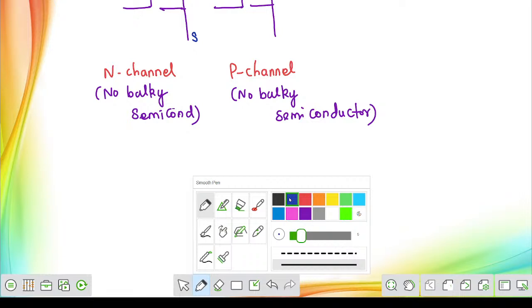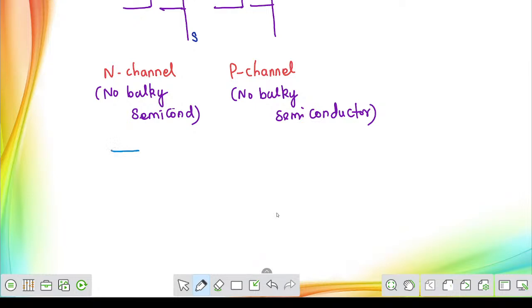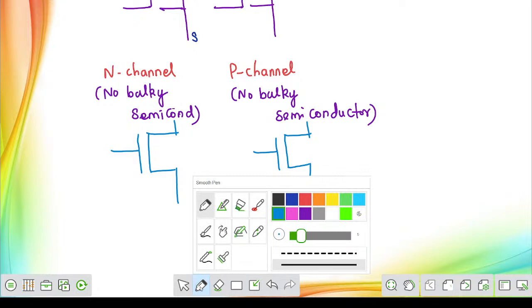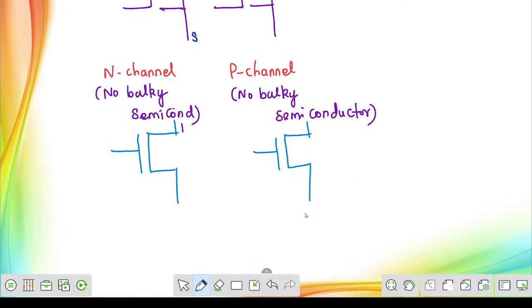So the first one is N channel as we are starting. Even in the examinations, this symbol will often be used standardly. So this one is represented like this. Here also there is no bulky semiconductor nature. What will be the direction of current? As usual, when we observe the N channel MOSFET, the current will be going from drain to source, and this will be the gate terminal.